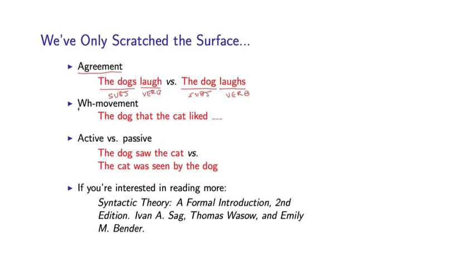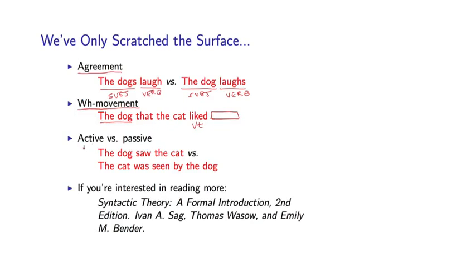A second very interesting phenomenon is WH movement, which has led to all kinds of interesting realizations about the structure of language. Here's an example. If I say the dog that the cat liked, liked is a transitive verb, and in some sense there's a gap here which is filled by the dog. The dog is really the object. The dog is the thing that's being liked here. So you can think of the dog as having moved out of this position, or you can think of various other accounts. But there's definitely some kind of hole here which is filled by this phrase earlier. This is called WH movement.